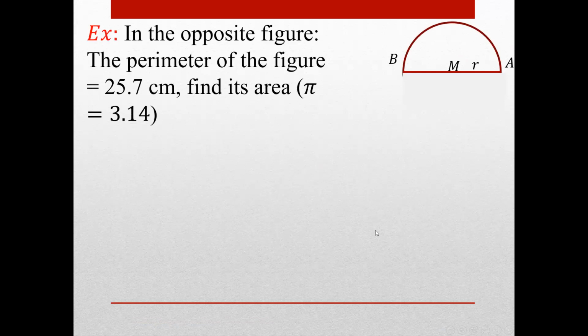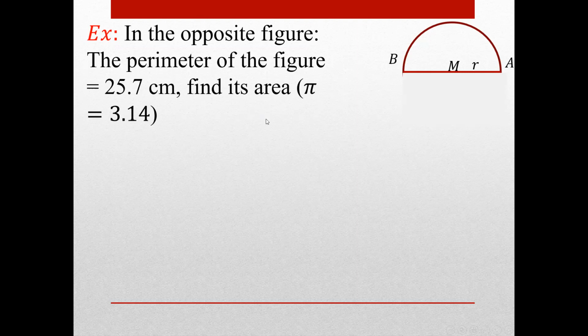Here I have a half circle. In the opposite figure, the perimeter of this figure is 25.7. This figure means the diameter and the half circle with the diameter. The perimeter of this figure will be 25.7. Find its area. I want the area of the half circle.